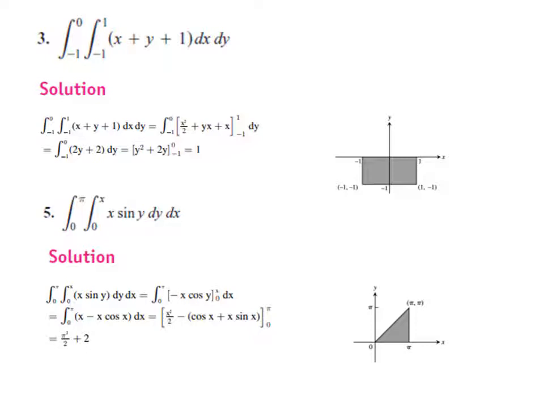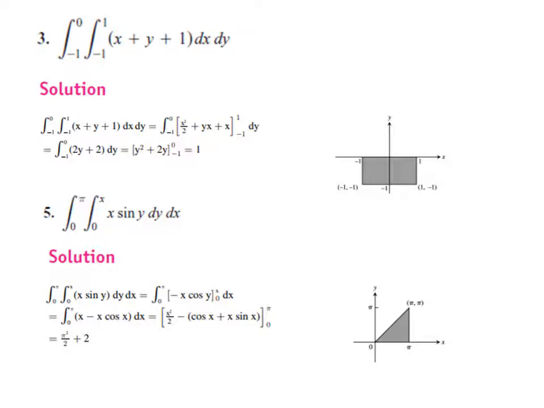Integration from 0 to pi and 0 to x, x into sin y dy dx. Here y limits are the variable limits and x limits are the constant limits. What is the region of integration here? Y is equal to 0 is the x-axis. Y is equal to x is a straight line passing through the origin. And here x is equal to 0 is the y-axis and x equal to pi is a constant which is parallel to the y-axis. It will form a region.